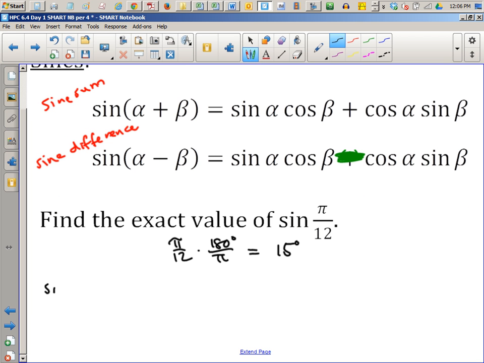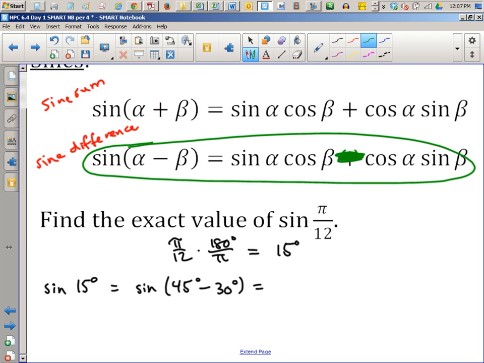So we want to find sine of 15 degrees. Probably want to use 45 minus 30 on this. That's the most logical thing to do, but you could be creative if you wish. I'm just going to use 45 minus 30. This is a sine difference, so I have to use this green formula here that I'm circling up above. So it's going to go like this: sine of the first angle times cosine of the second angle minus cosine of the first angle times sine of the second angle.